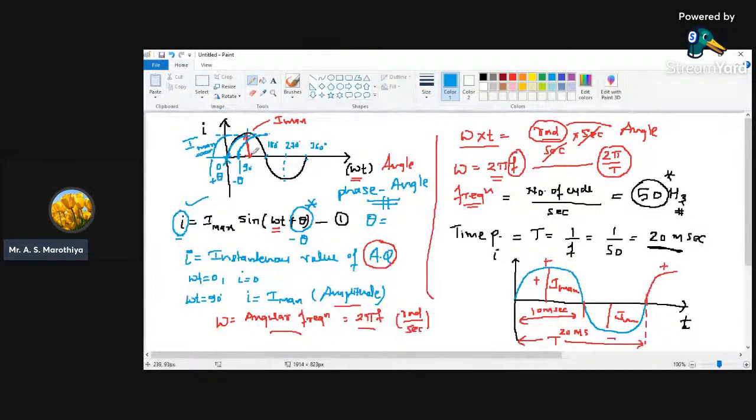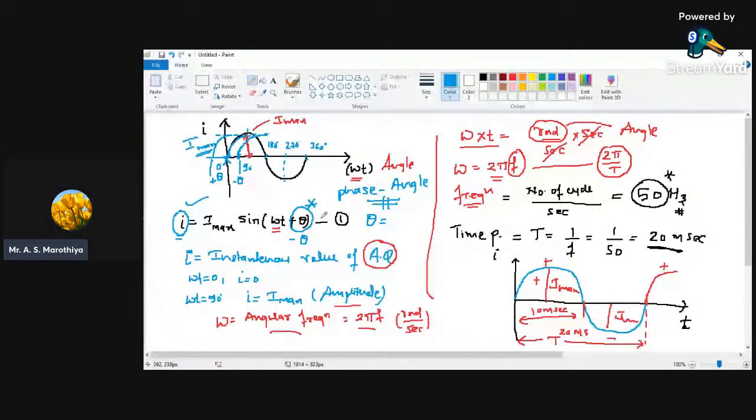So in this way, we can define the instant of this quantity with respect to our reference value. This theta plays a very important role in deciding at what instant that quantity is going to appear in that particular network with respect to the reference value. So this is what the phase angle is, and we can define that phase angle either in terms of radian or in terms of degree. I hope this is very clear to everyone.